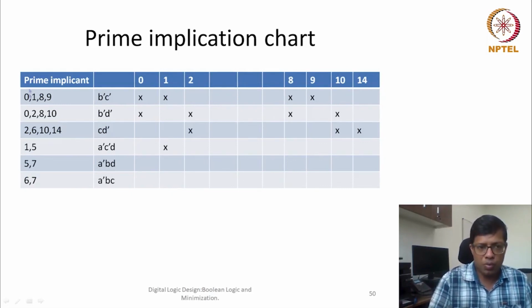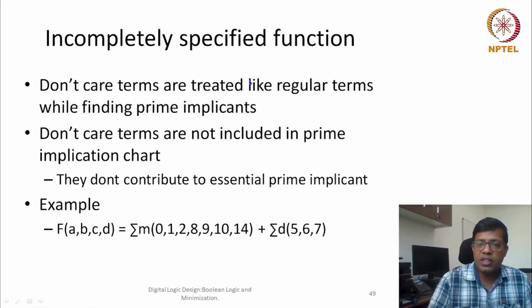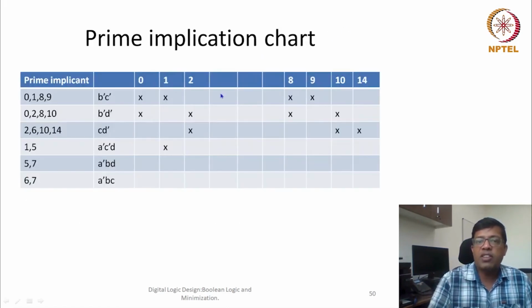These are the list of all of my prime implicants, but these three min terms 5, 6 and 7 are not listed in this prime implicant chart. Because they are not listed in the prime implicant chart, they will not contribute to finding the maximum or the best cover.